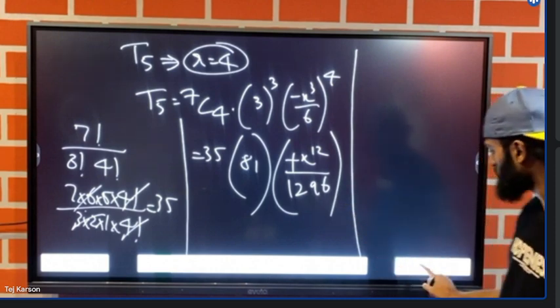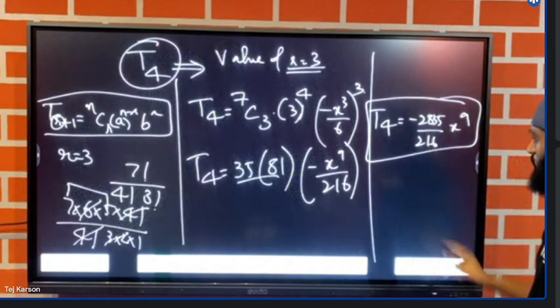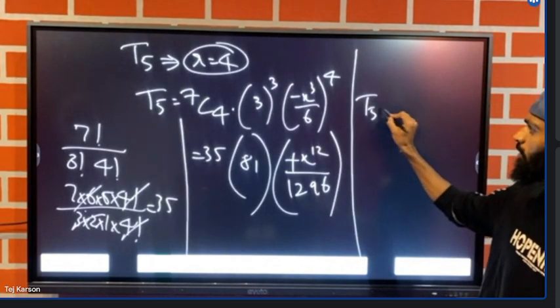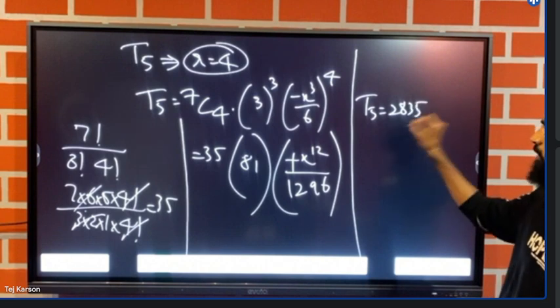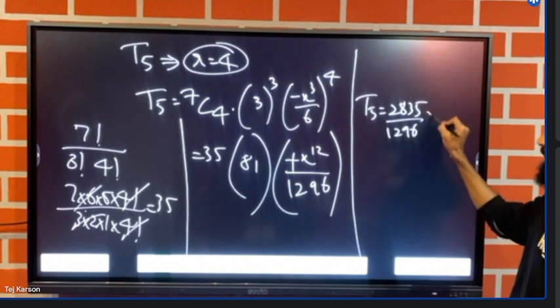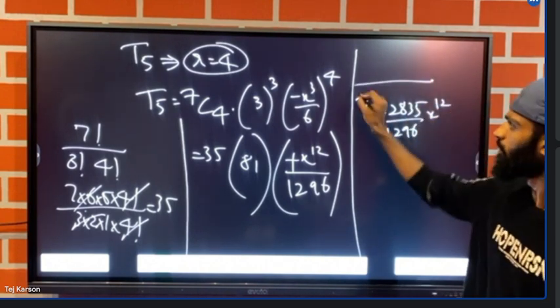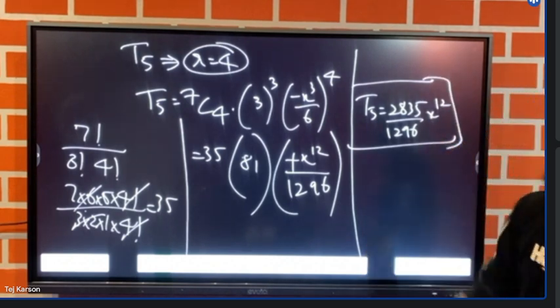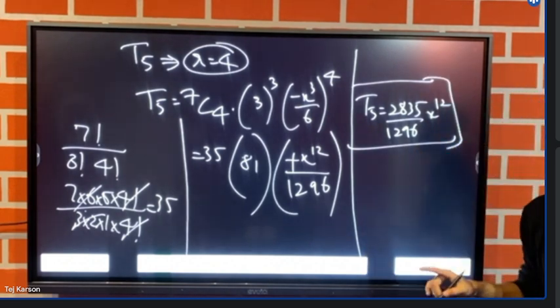So 35 times 81 is 2835. So T5 will be equal to 2835 divided by 1296 into x power 12. That's it. Okay. Both the answers are correct. Both the answers have to be there. Fine. So, okay, I'll give you some time to copy.